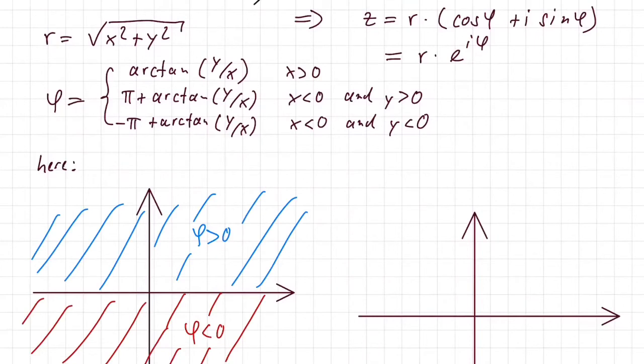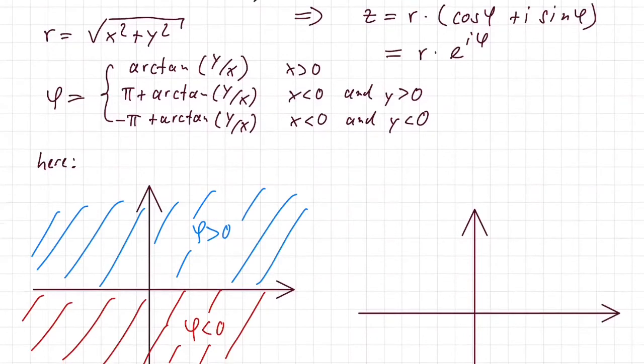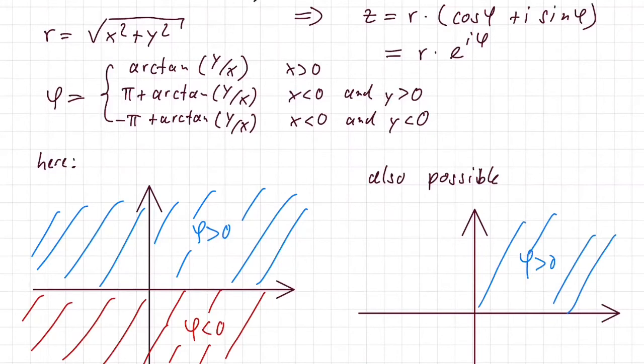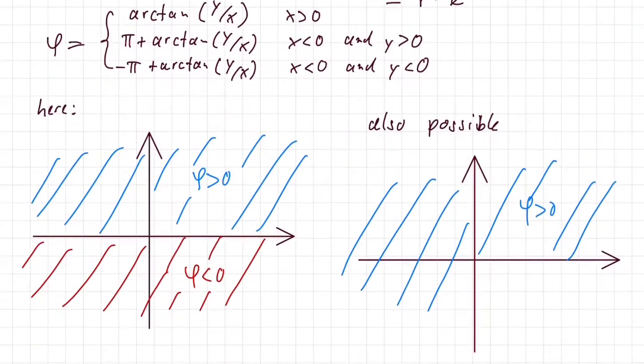But it's actually important to be aware that this is not the only possible solution. I can also define phi differently because it's an angle. So for example, I could also define it such that phi is larger than 0 for 3 quadrants, and phi is smaller than 0 only for 1 quadrant. That's also fine. Actually, as I will show you, it doesn't matter which definition you choose. The only important thing is that you have to be consistent, always use the same definition.